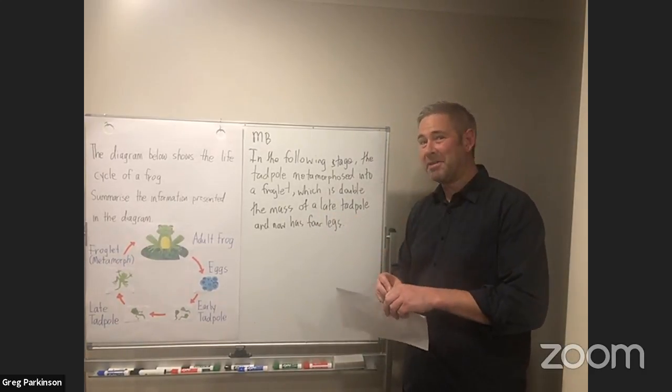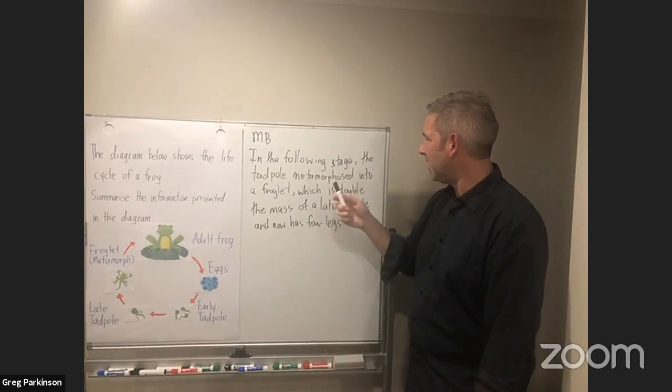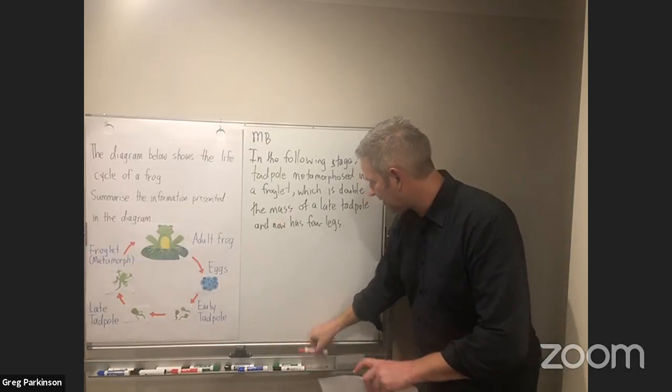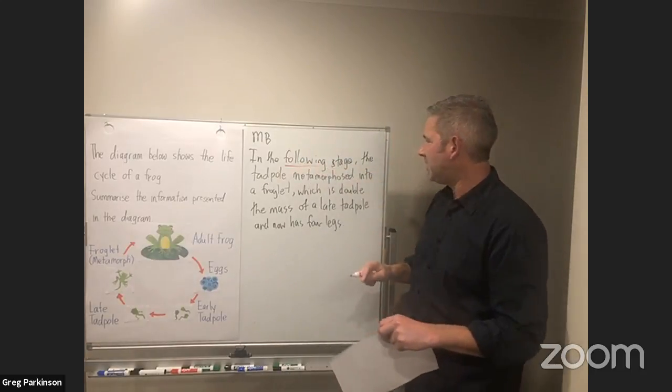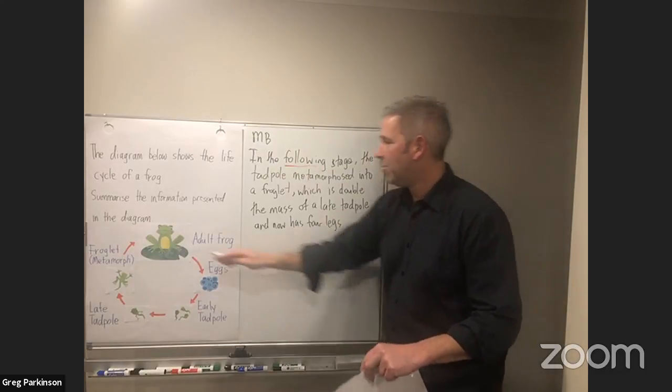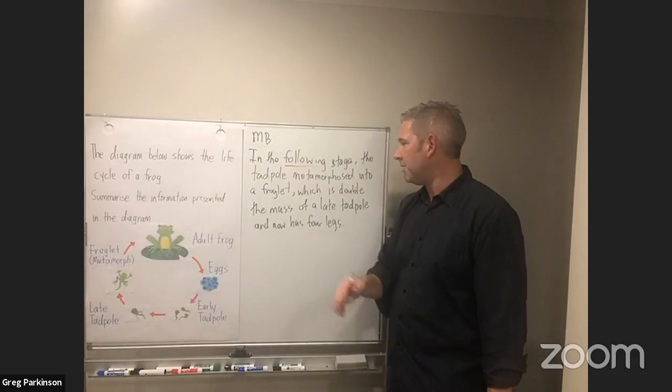Again, no groundbreaking knowledge here. So I'm just following the diagram. I've said I'm using some definite synonyms. Instead of saying next again, I'm going for following. In the following stage, the tadpole metamorphosed. So I've taken one word which is obviously less commonly used.